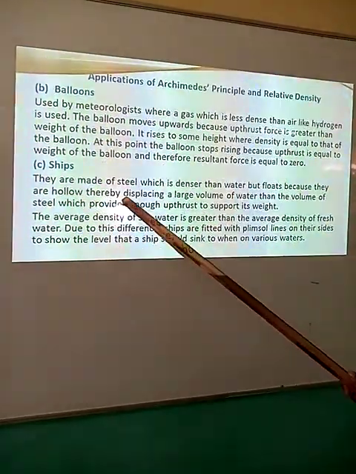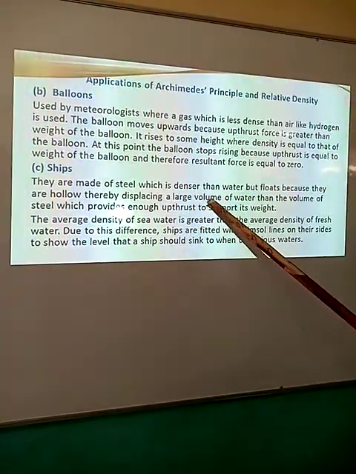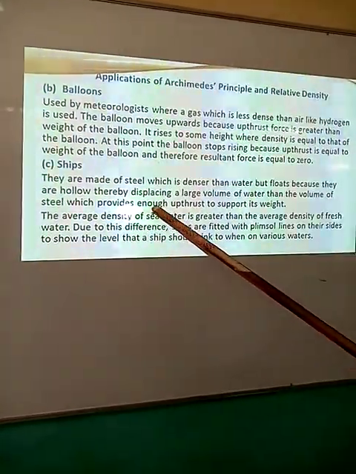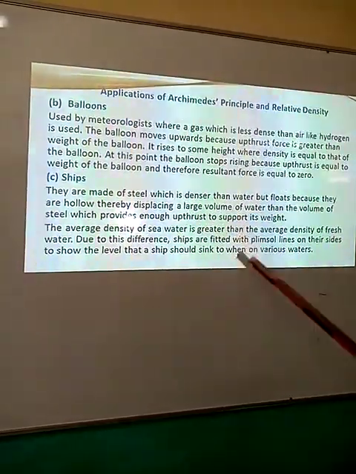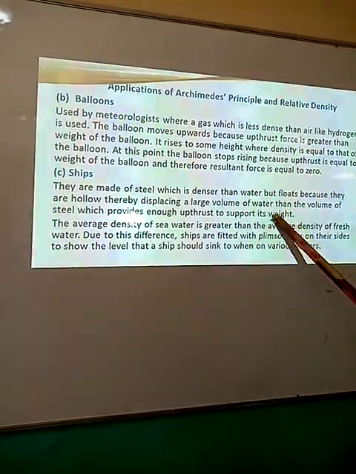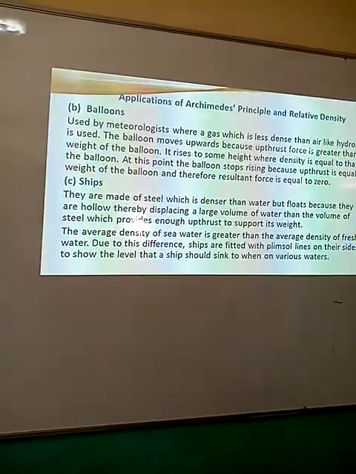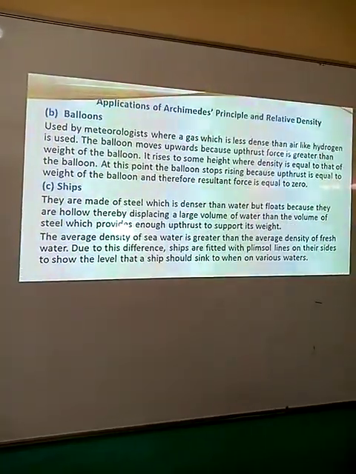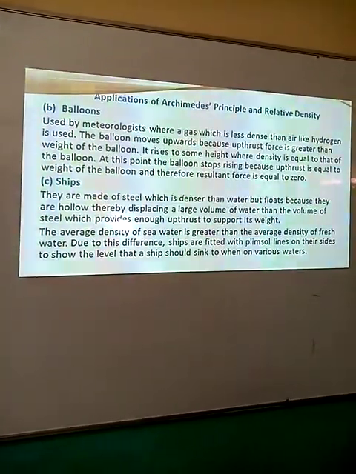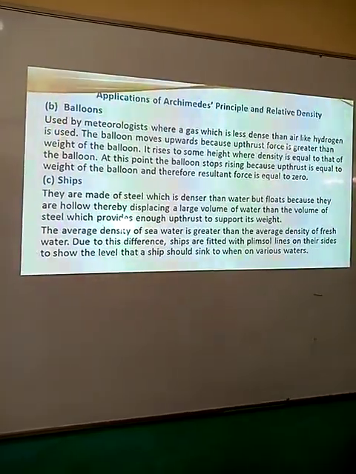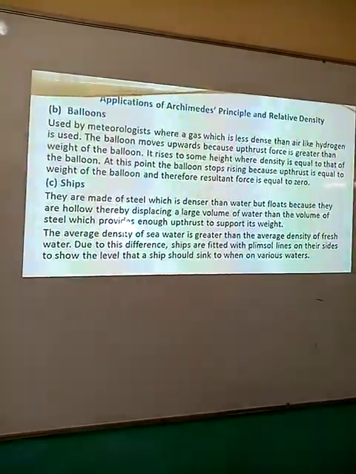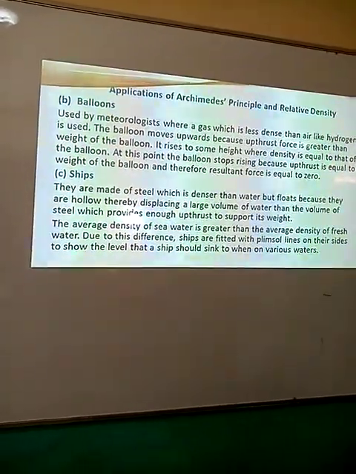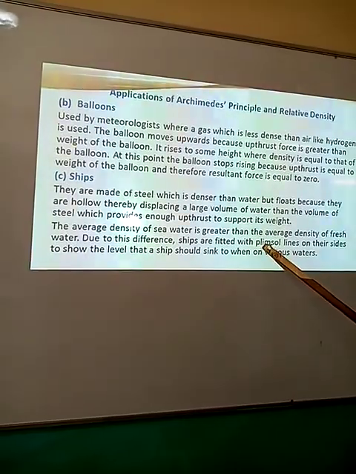When they are hollow, they displace a large volume of water. The large volume of water will provide sufficient upthrust. That sufficient upthrust is able to support its weight and make it float. Now, the average density of seawater is normally greater than the density of fresh water. Fresh water is around 1,000, seawater is probably 1030. Due to this difference, and a ship may be moving from fresh to seawater, or sea to fresh, they are fitted with something called Plimsoll lines.